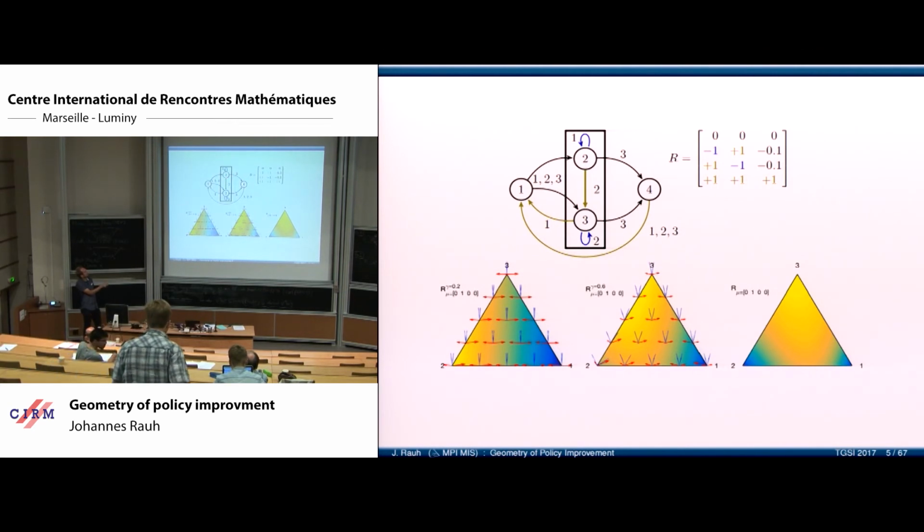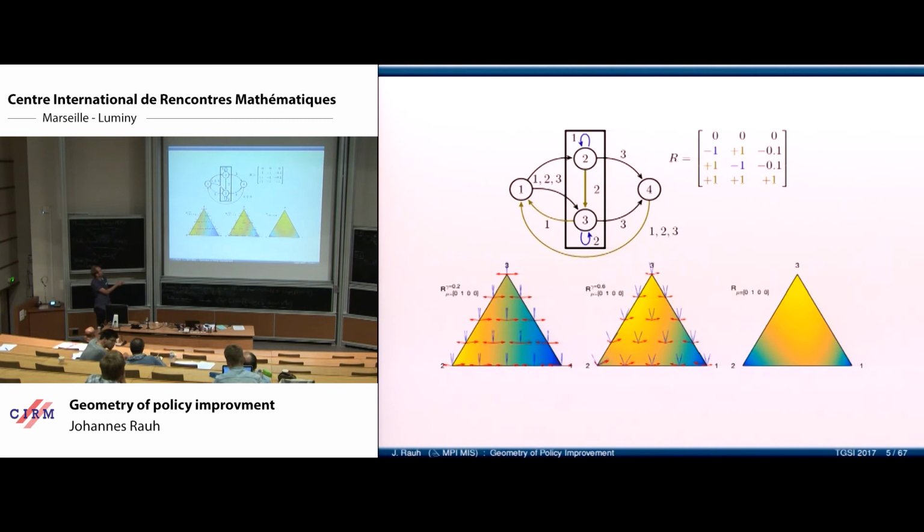But then you have this additional pathway, so you can proceed on to number 4. And in this example, we designed it in such a way that action 3 here incurs a small cost of minus 0.1. But afterwards, all actions again give you a large reward.